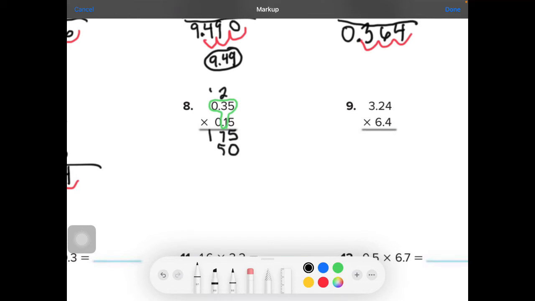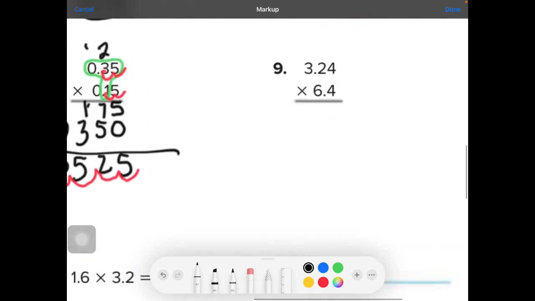Okay, placeholder 0. 1 times 5 is 5. 1 times 3 is 3. 1 times 0 is 0. And we're not going to do that little 0 because it just means we're going to put a row of zeros. All right, bring down the 5. 5 plus 7 is 12. 3, 4, 5. Then we have 1, 2, 3, 4. Ooh, we could add a placeholder 0. Put it right there. And there's our answer, 0.0525.